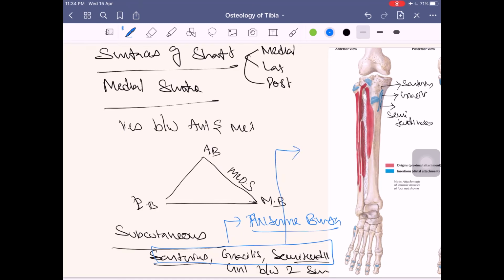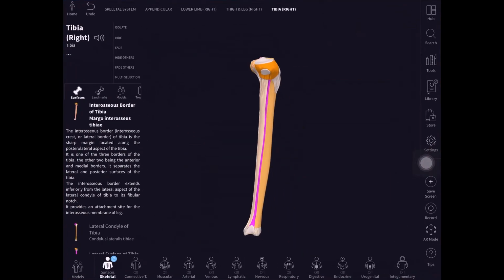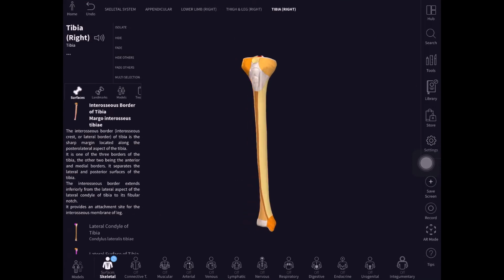Now all these three muscles together are called the guy rope muscles. Why and all, I'll do in detail when I do the compartment. Right now remember, guy rope muscles are these three. Anserine bursa is the one which is separating these three muscles. So let us see these muscles in the app now.